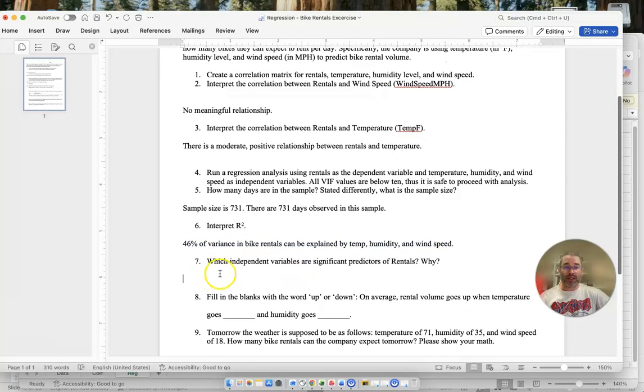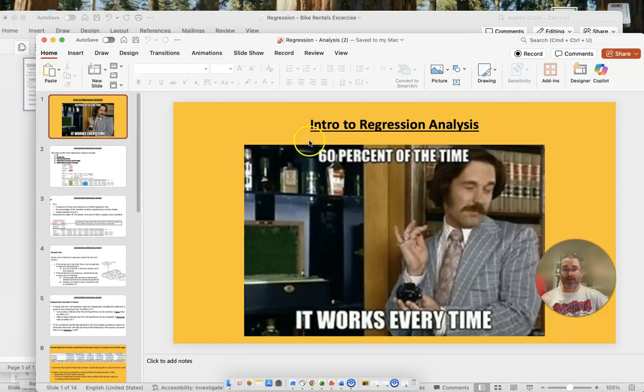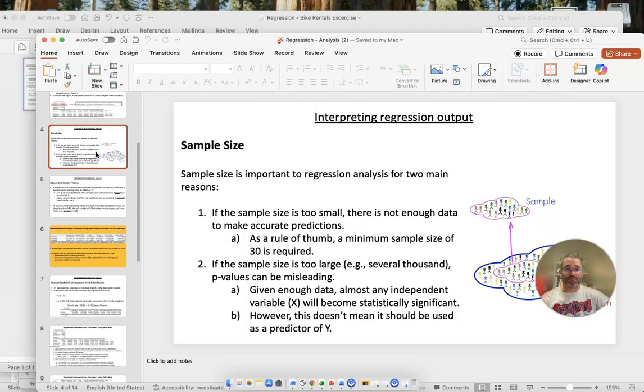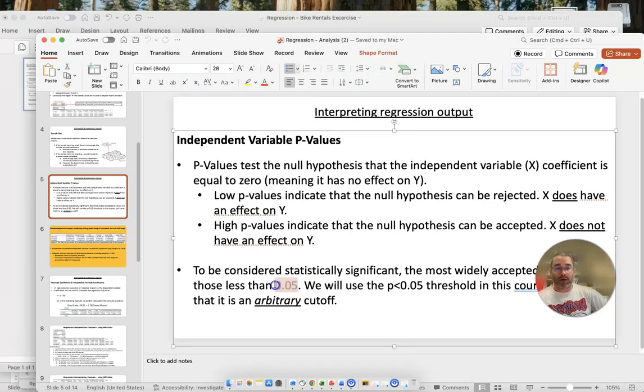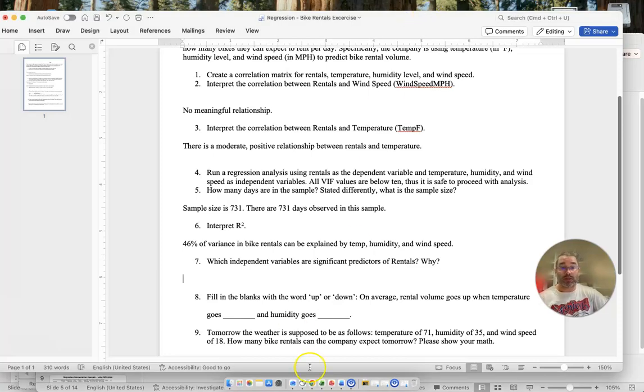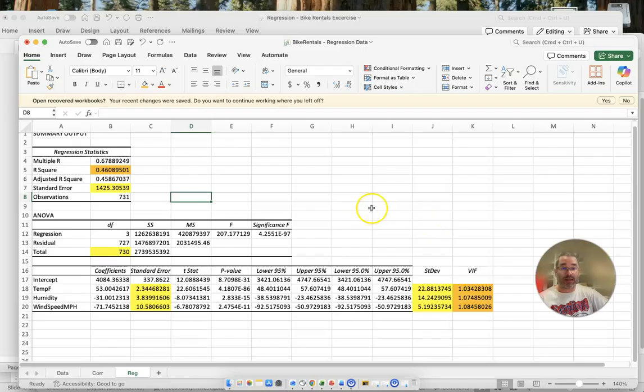All right, number 7. Which independent variables are significant predictors of rentals and why? Now I think we're into that second spreadsheet, Intro to Regression Analysis. P-values. This is what we're looking for. Anything less than 0.05 is statistically significant. Let's go look at our regression analysis again. We've got our 3 independent variables, and the question is asking which of these 3 are statistically significant.